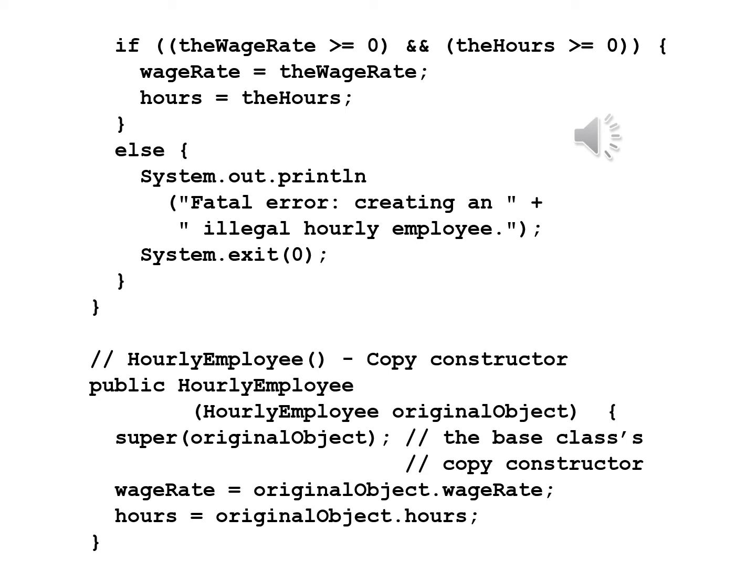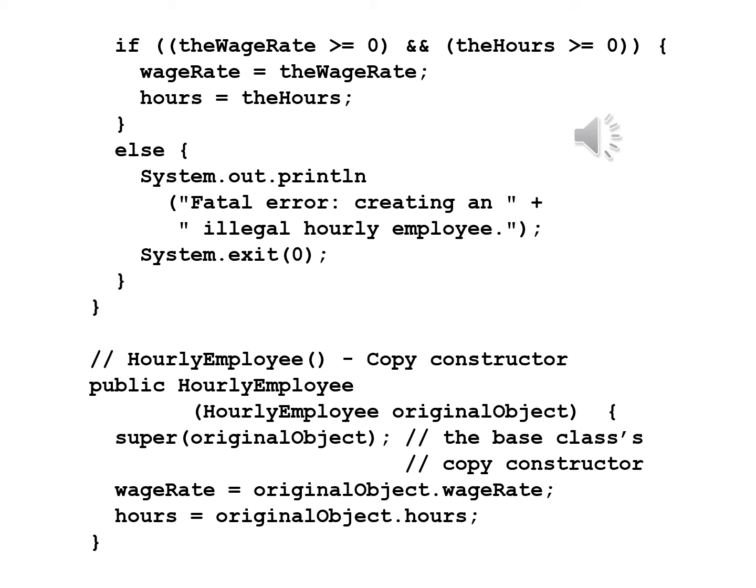Now, let's see about setting values for the properties belonging specifically to the derived class. If the wage rate is greater than or equal to 0, and the hours are greater than or equal to 0, then we know we have valid values here, and we set them. wageRate equals theWageRate, hours equals theHours. If that is not the case, we will print out, System.out.println, "Fatal error creating an illegal HourlyEmployee." We split this into two strings so it fits on the slide. System.exit(0), and then we are finished with the conversion constructor.